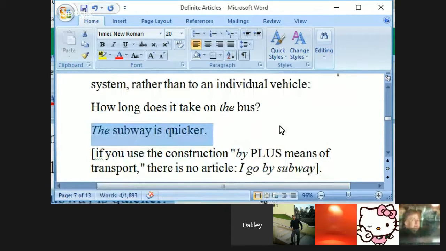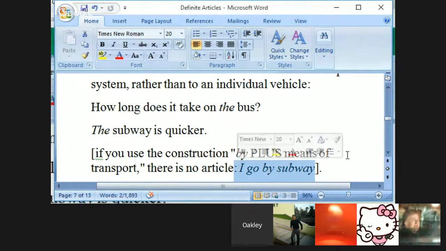Okay. And a kind of special rule here. If you use the construction "by," which is very common in English, by plus whatever the transportation is, you do not use an article. All right. I go by subway. I'm going to the island by boat.